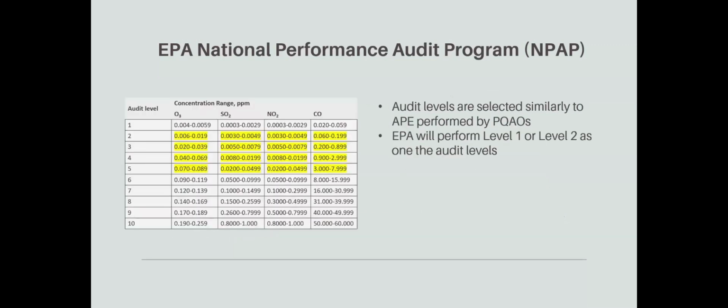Again, the same audit levels are going to be used by EPA as the APE audits. And typically I find that audit levels 2 to 5 in Region 8 are what are run. EPA will perform a level 1 or level 2 audit as one of the audit levels. And again, failures of those levels are not considered punitive.